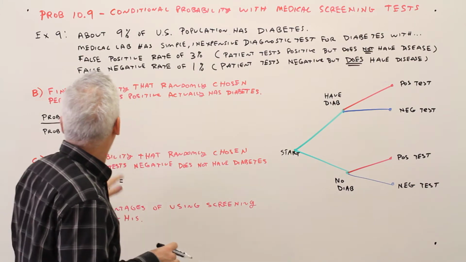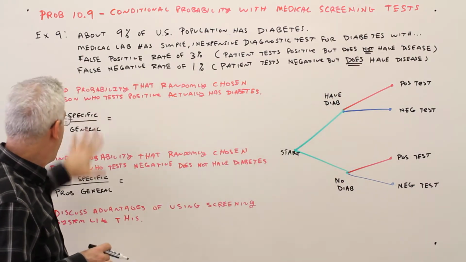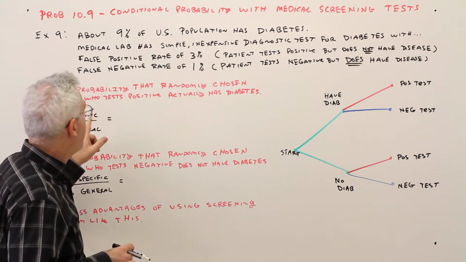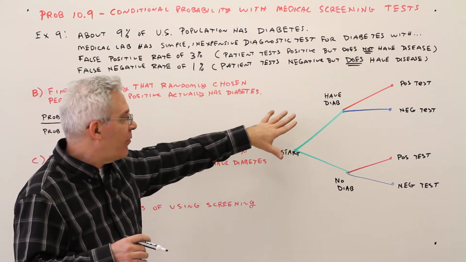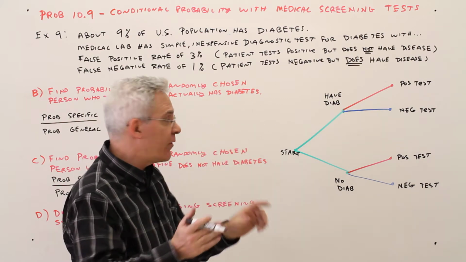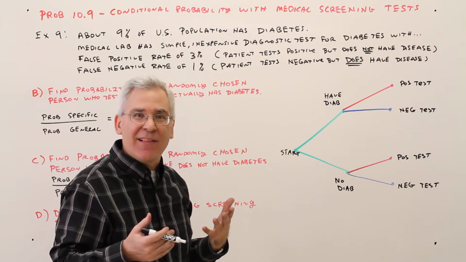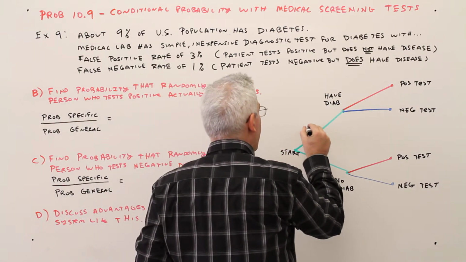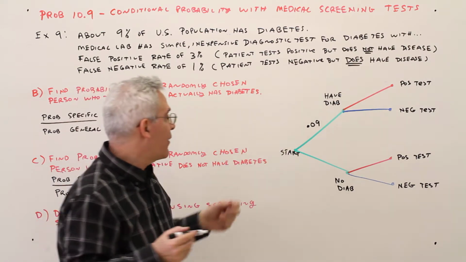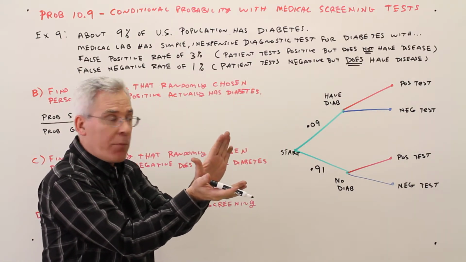Okay, so part A is to draw a tree diagram. Then we've got parts B, C, and D. So for part A, let's fill out the branches. Again, from each starting node, it should sum to 1. Having diabetes is 9%, so let's make this a decimal, 0.09. Not having diabetes would be 1 minus that, so 0.91. Again, those two sum to 1.